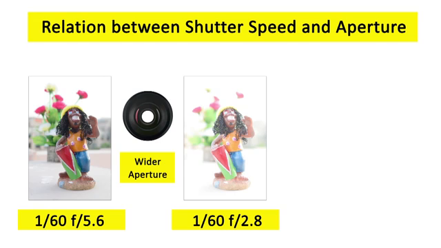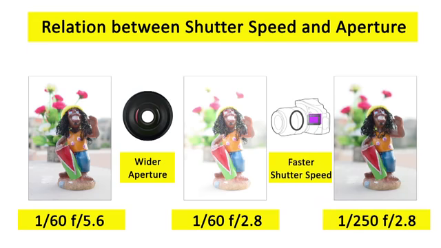Now in order to compensate for that, what you need to do is increase the shutter speed. Hence you will get a good shallow depth of field with a properly exposed image.